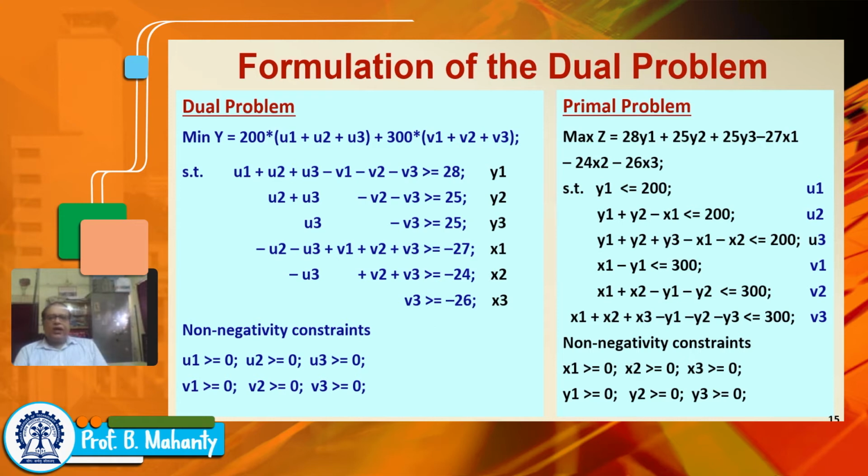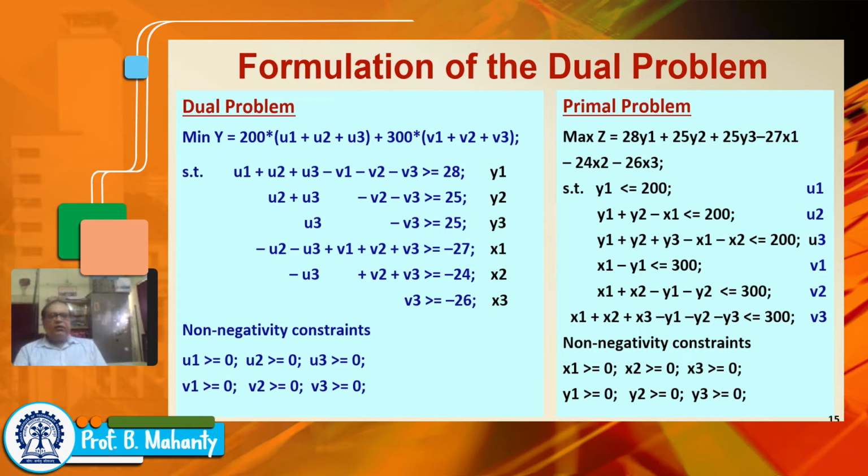Please look at this last constraint. V3 should be greater than or equal to minus 26. So you see, if V3 cannot be negative, it is greater than or equal to 0. So by inspection, you can easily say that the lower bound of V3 has to be 0. Is it not? V3 cannot have a value which is lower.